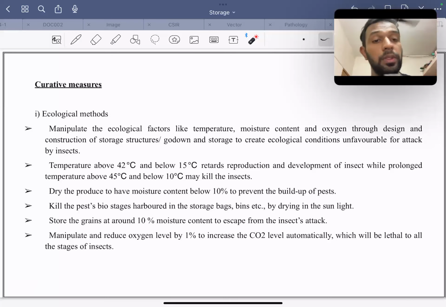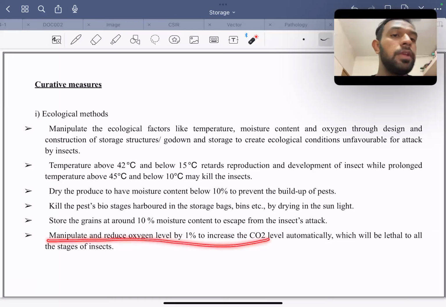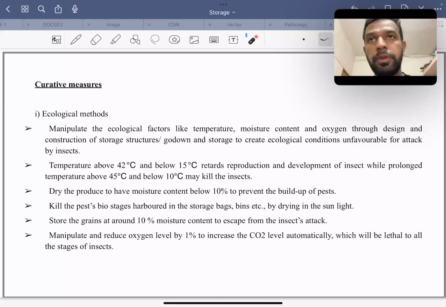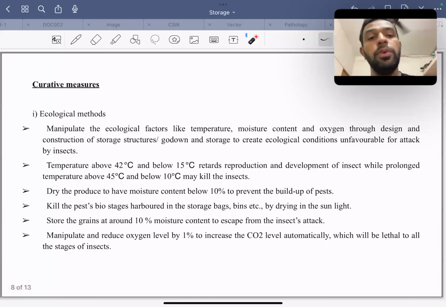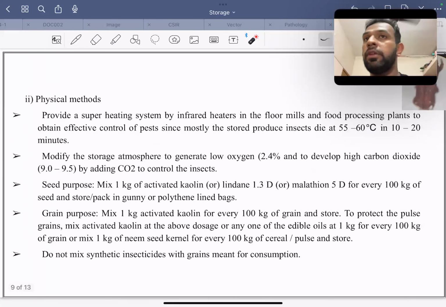Okay. Then one of the major important things that you can do is reduce the oxygen level by 1% to increase carbon dioxide. When the carbon dioxide content is more, the insect will automatically suffocate, because it's not getting proper oxygen. Okay, so that can be lethal to different stages of insects. So the first one was the ecological method.